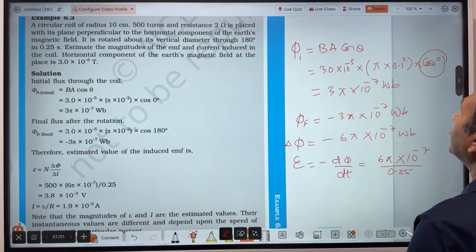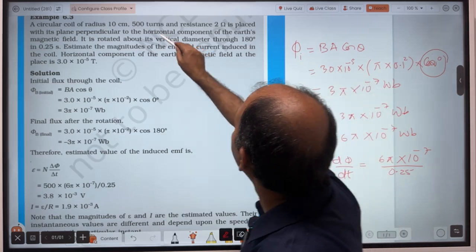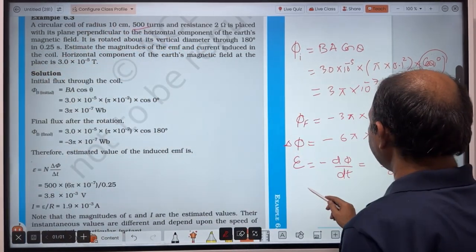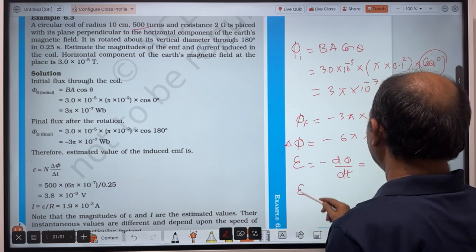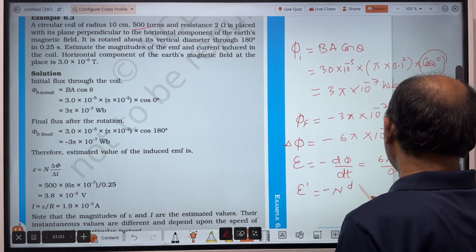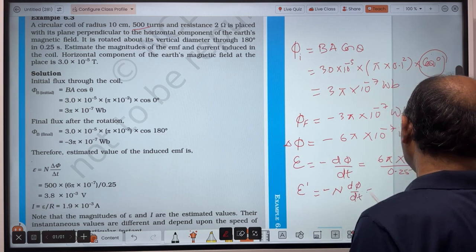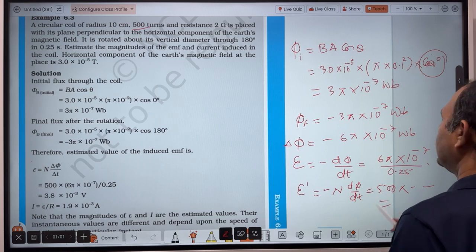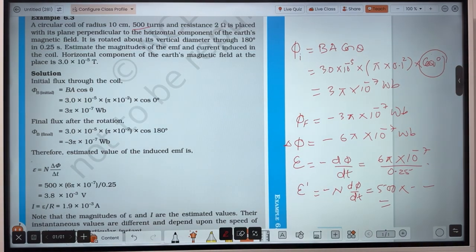Here number of turns are also given. So 500. So this was for one turn. For 500 turns, E, so let's write it E dash, so minus n times d phi by dt. So we have to multiply by 500 to this value, and this will give the final value as 3.8 into 10 to the power minus 3 volt. Right. So we have got the value of induced EMF.